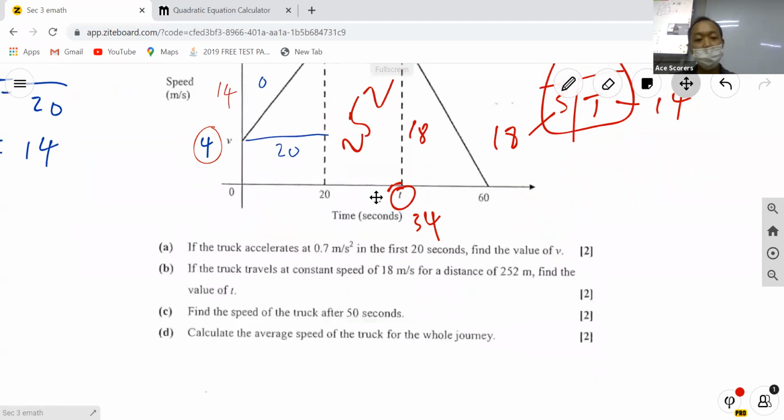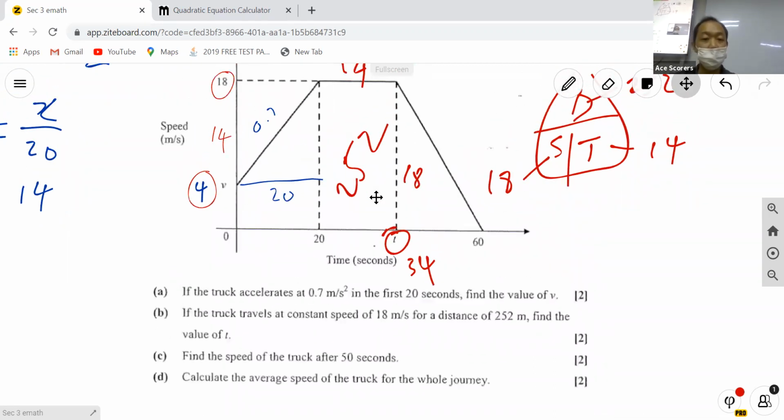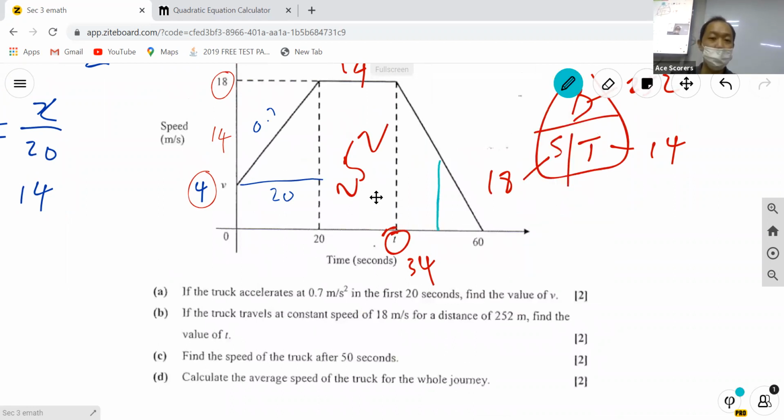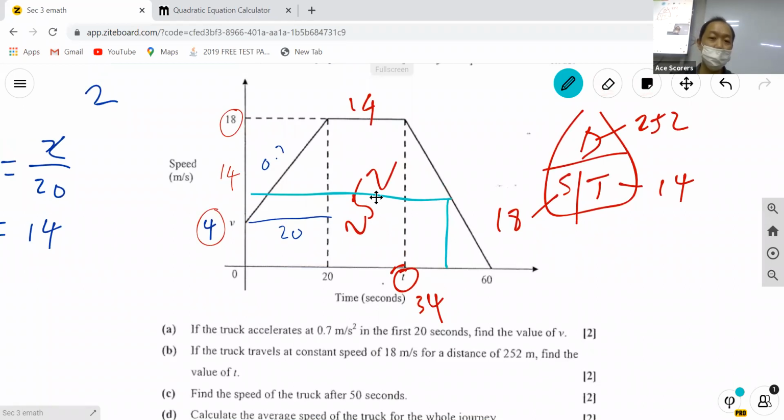Okay, next, find the speed of the truck after 50 seconds. So 50 seconds is somewhere here. So we're going to find the speed. Okay, so how do we find the speed after 50 seconds? Now there are several ways. You can find the gradient. That means what is the gradient of this thing? Because you know here is 34, so rise over run.